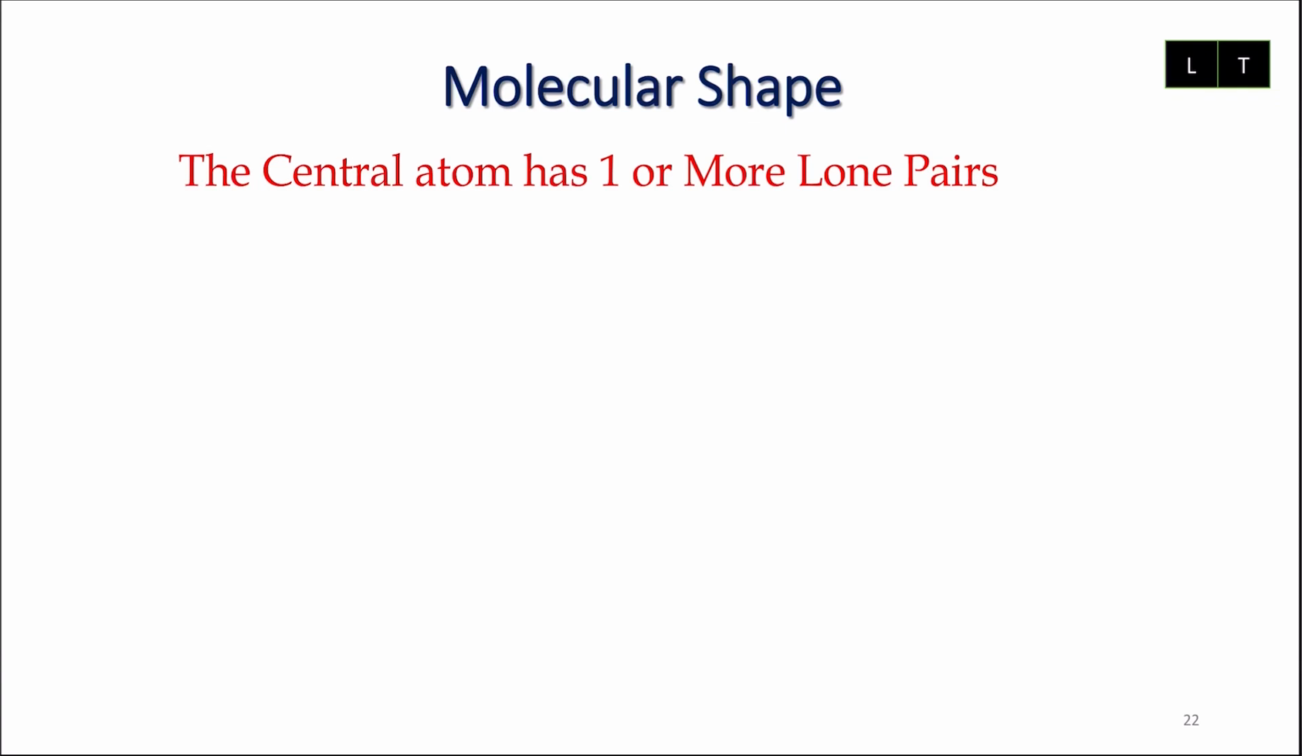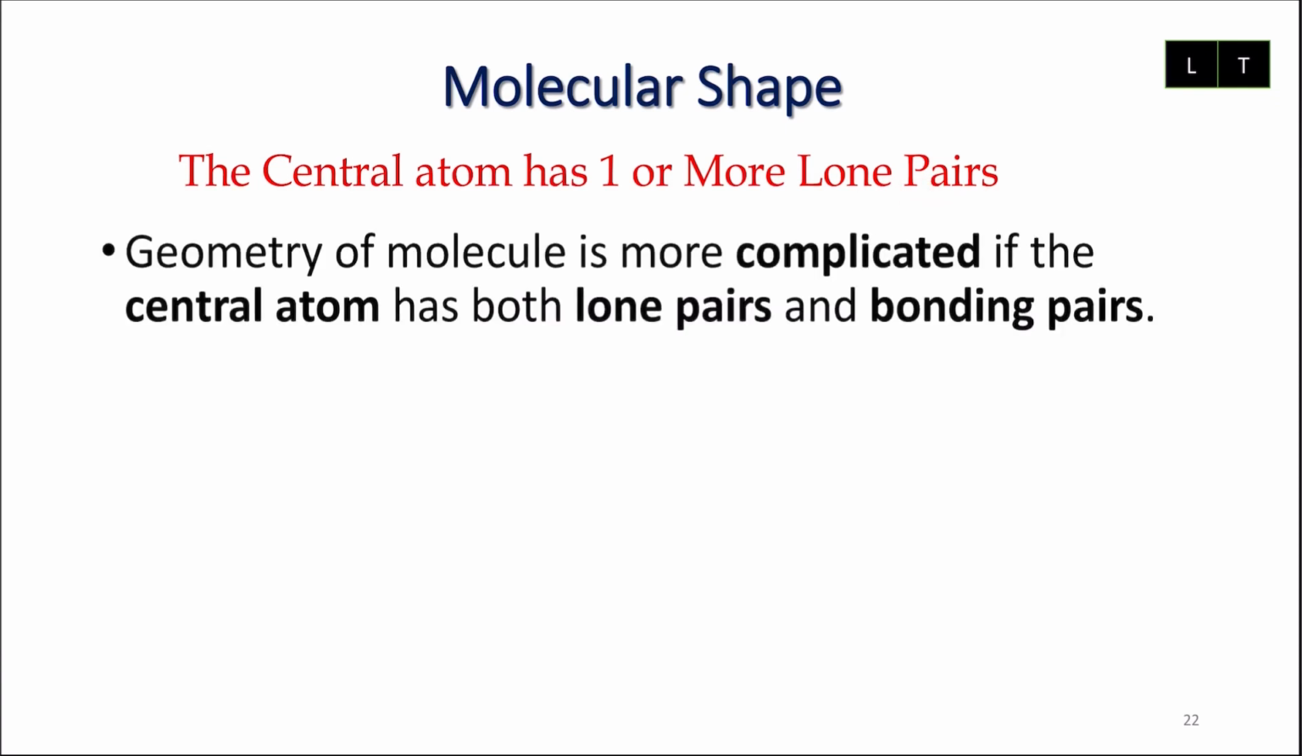However, there is one more case where the central atom has one or more lone pairs. In this case, the molecular geometry for that molecule is much more complicated if the central atom has both lone pairs and bonding pairs. This is why we are going to take a look at the strength of the total electron pair.